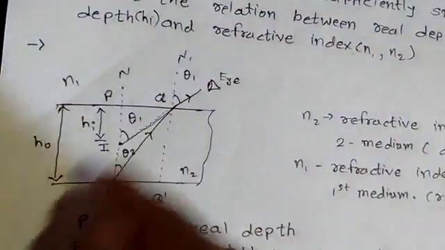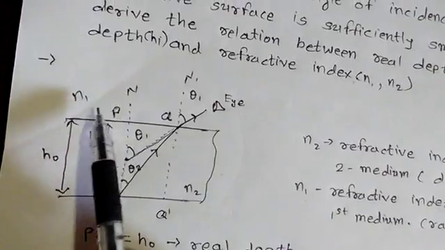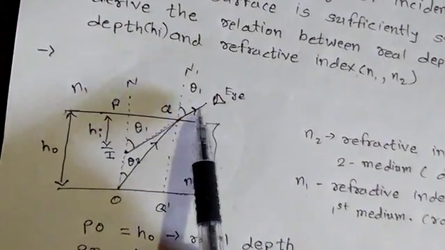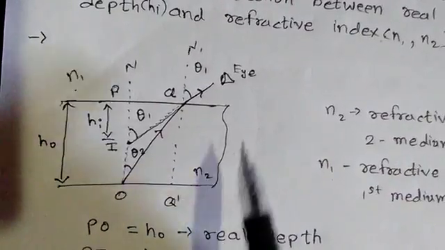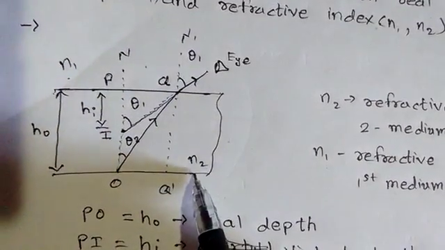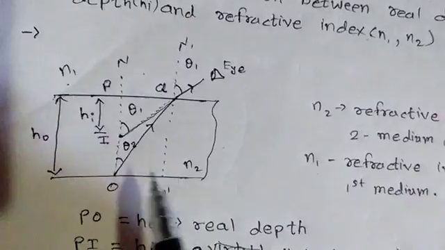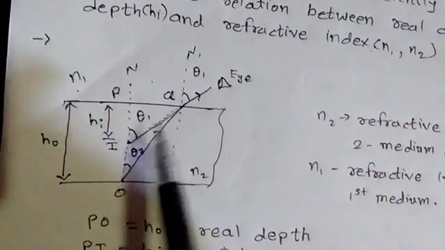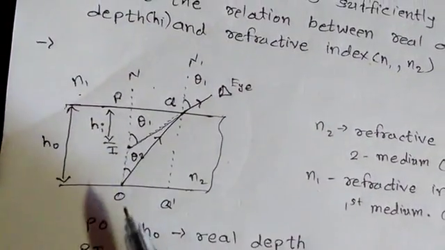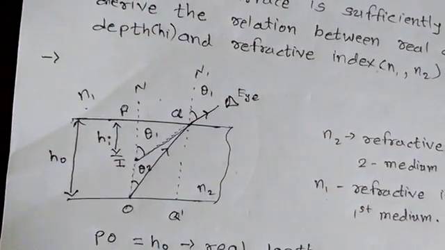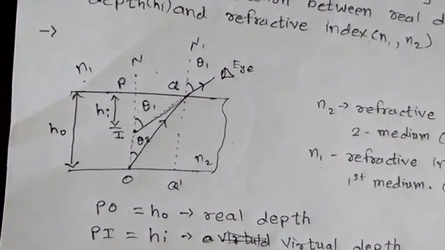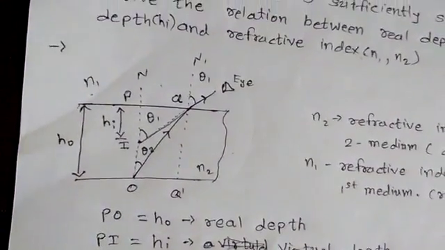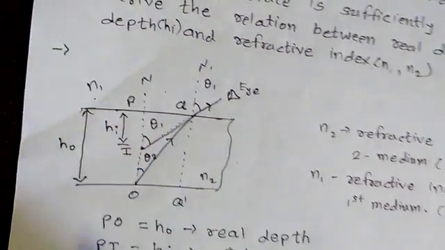As shown in the figure, we are assuming that the ray is traveling from the first medium N1 to the second medium N2. Here the first medium is rare and the second medium is dense. So let us consider a simple thing: if we are observing a fish within a water tank, we are going to have this kind of situation.